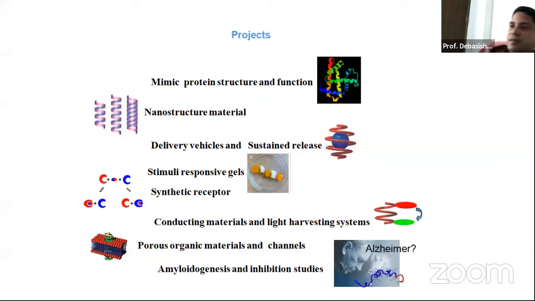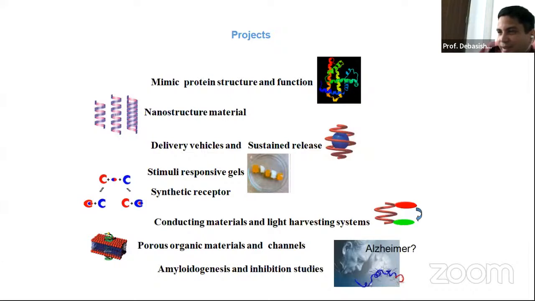We can use the nanostructure material as a delivery vehicle for important drugs and other biologically important molecules. And then we are also working on sustainable release. So it is not a fast release, but it is sustainable release. And we are using this kind of peptides or peptide mimetics to develop stimuli responsive gels, and as well as a synthetic receptor. So the host guest complexation with this kind of peptide and peptide mimetic, conducting material and light harvesting system.